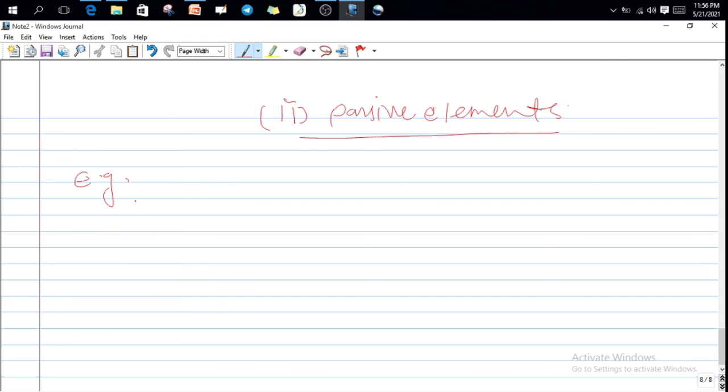Examples of passive elements are your capacitor, resistor and inductor. Guys, here some students might get confused that a capacitor sometimes works as a battery also. But guys, in that situation, we use the capacitor for delivering energy for a short duration of time. It means it comes under the passive elements.